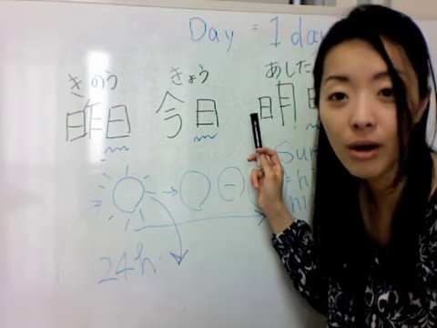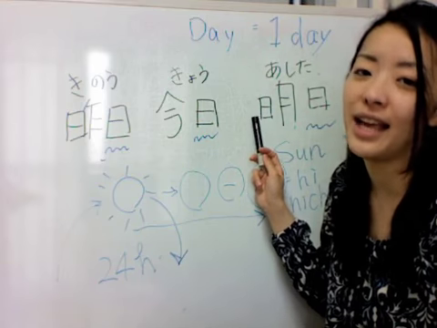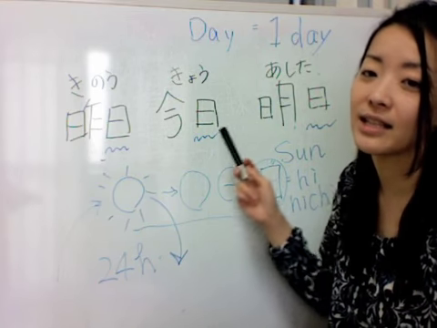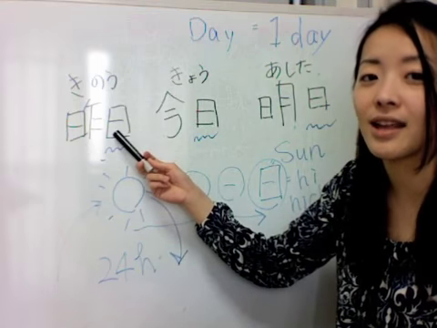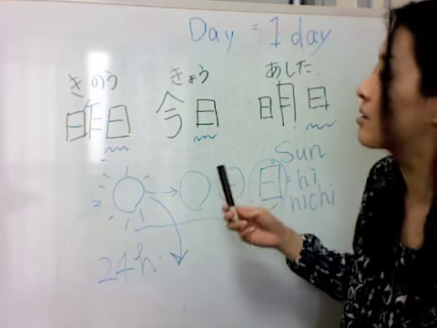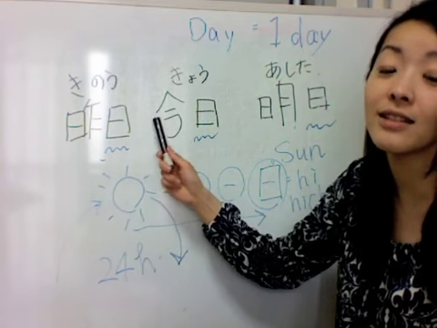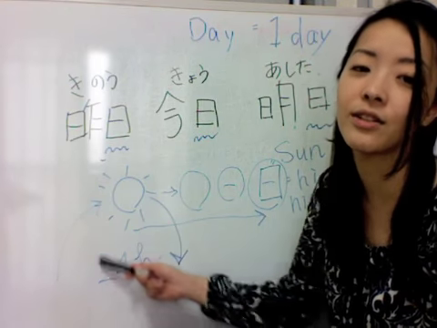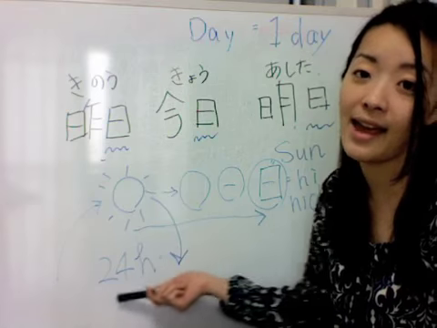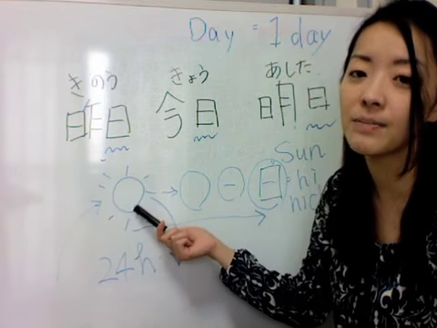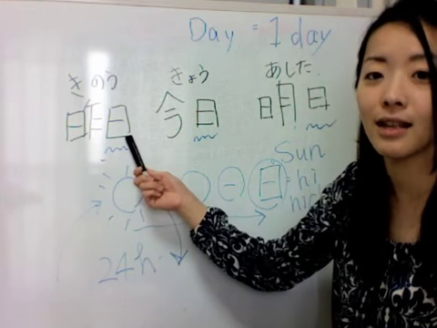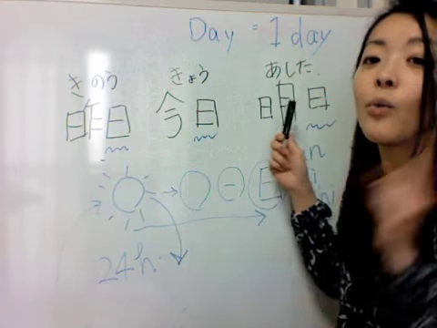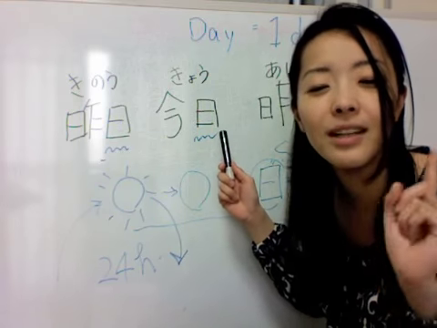So today's lesson is almost at an end. I would like you to understand that all these letters, including these kanji, are made from the shape of the sun, and the sun turns around in one day, 24 hours. So anytime you find this letter, it means one day. This is a really important thing.